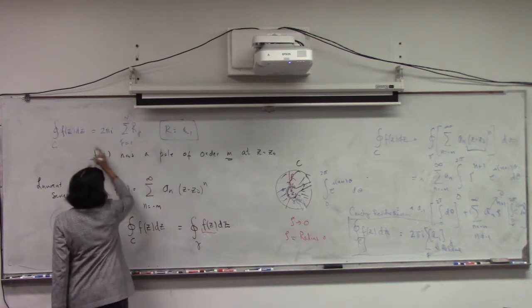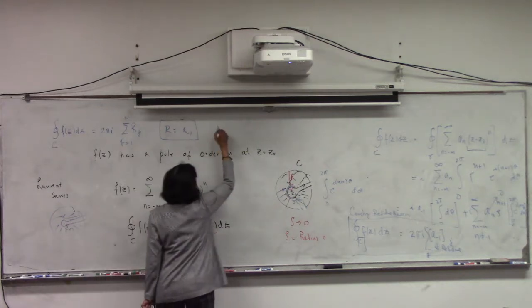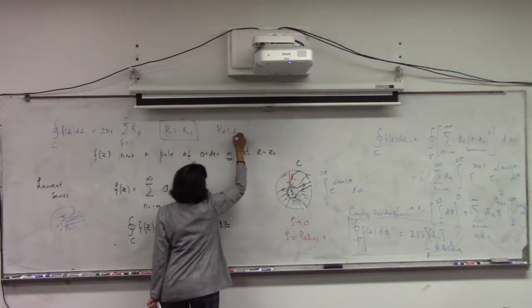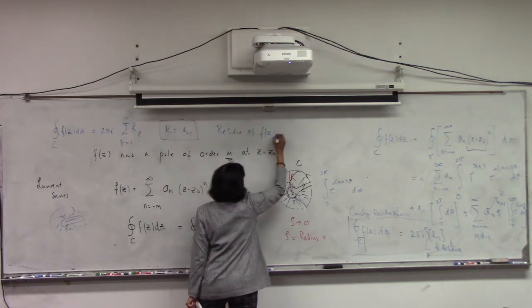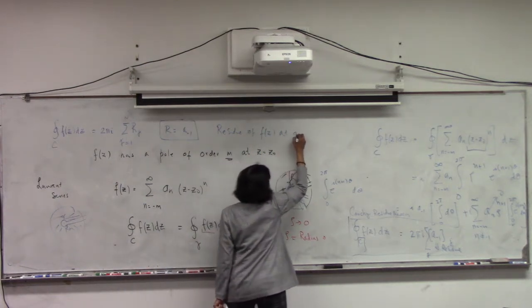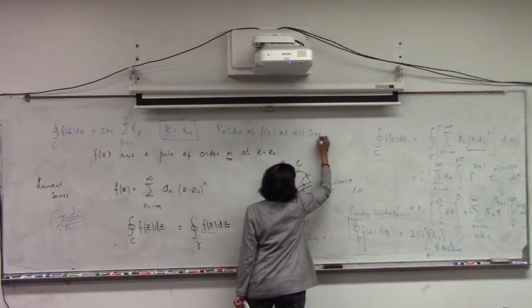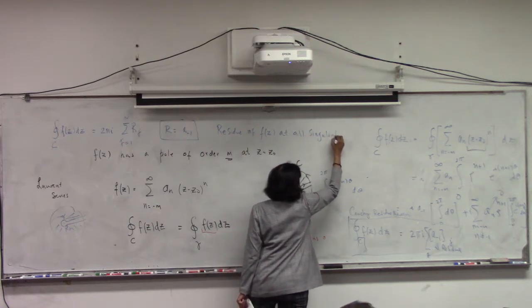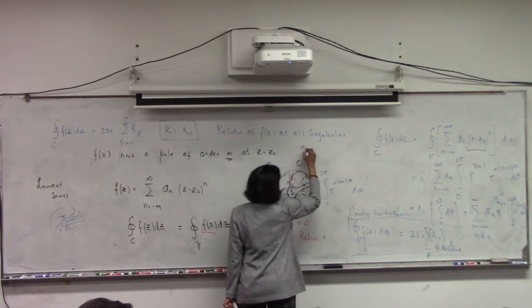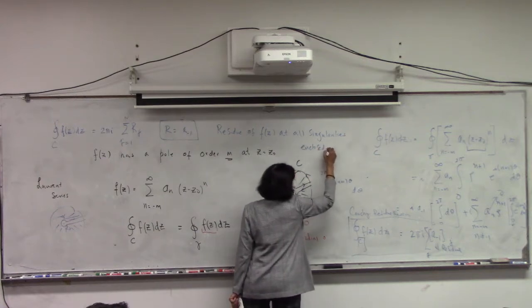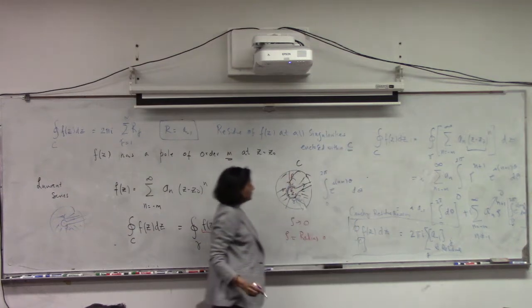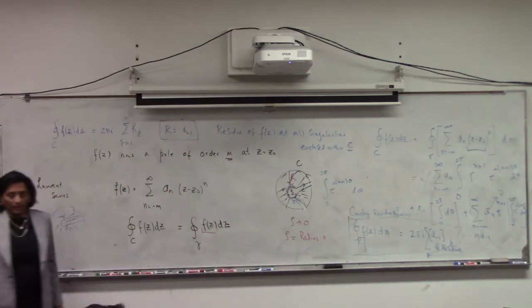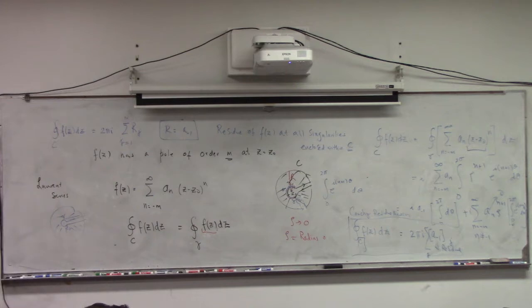So you have to calculate the residue of f of z at all singularities enclosed within C, within your contour. And the nature of the singularities could be a simple pole, a pole of order n, whatever.